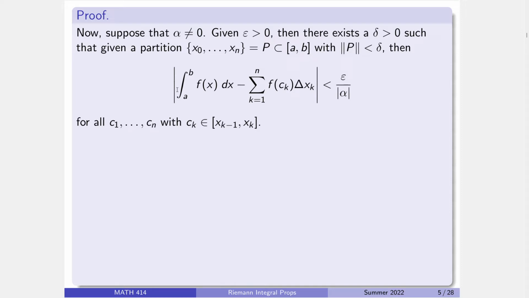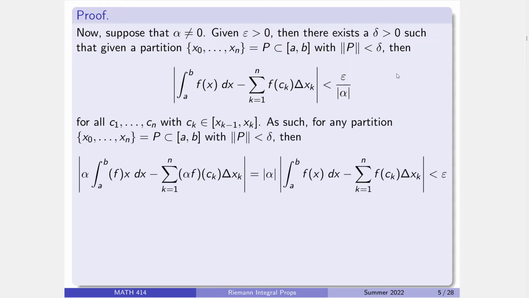Okay, so what am I going to do now? Multiply by alpha. So for any partition with mesh size less than delta, we know that this has to be true. So just multiply this to the other side. Again, alpha is non-zero, so we can do it. Distribute, and oh hey, look, the Riemann sums for the function alpha times f get within epsilon of the scaled integral.